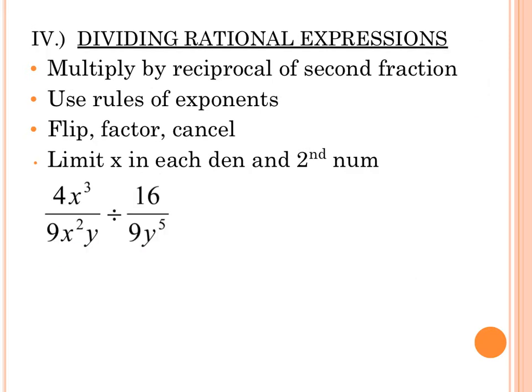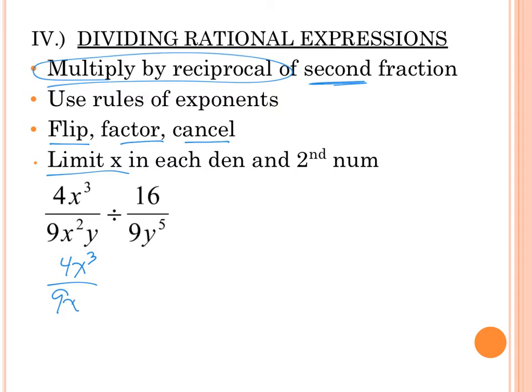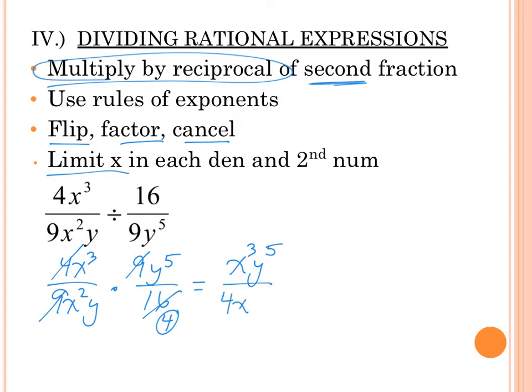When we divide, remember we are multiplying by the reciprocal. It's always the second fraction. So we want to flip, factor, cancel. We're still setting our limits. So I'm going to rewrite this, doing the reciprocal of the second fraction. Simplify my numbers. Don't lose that 4. Across the top, I'm going to multiply. And then I can go down.